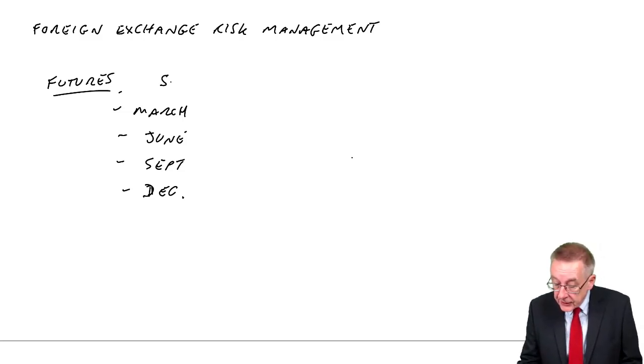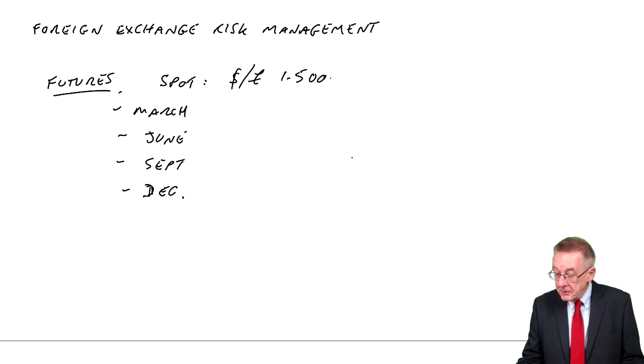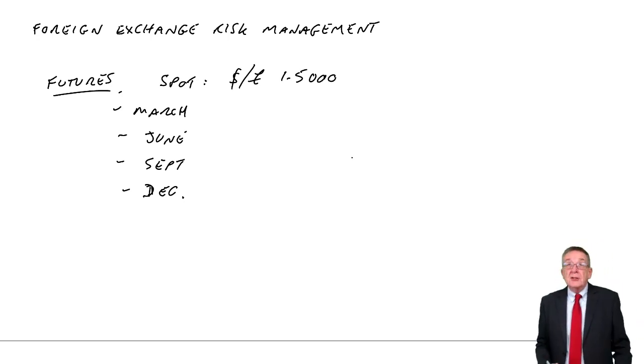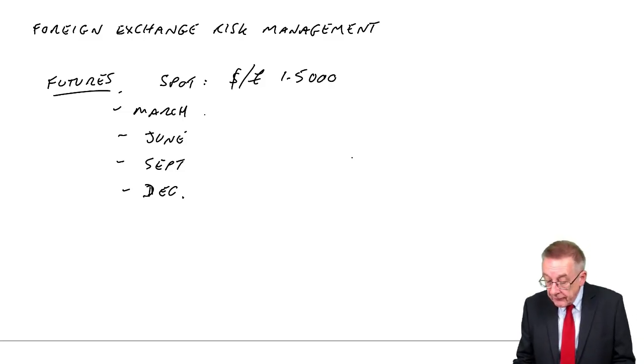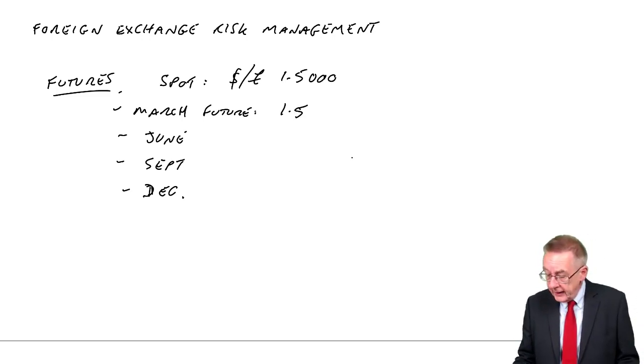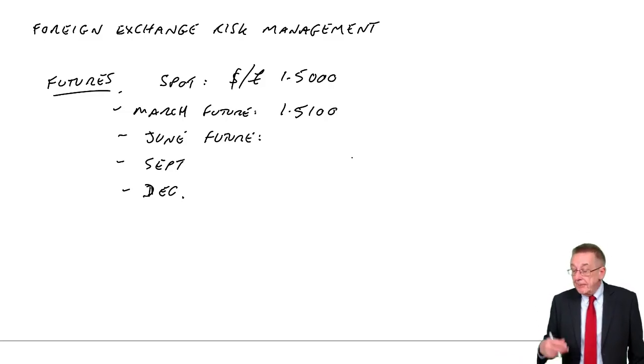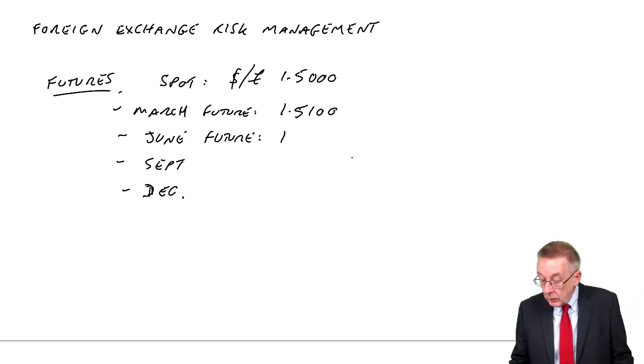It may be that today the spot rate is dollar pound 1.5000. Well, to convert money on the last day of March, we call it a March future. They might quote, for conversion at the end of March, we'll quote you a rate of 1.5100. For a June future, if you want to be able to convert at the end of June, maybe they're quoting 1.5200 and so on.